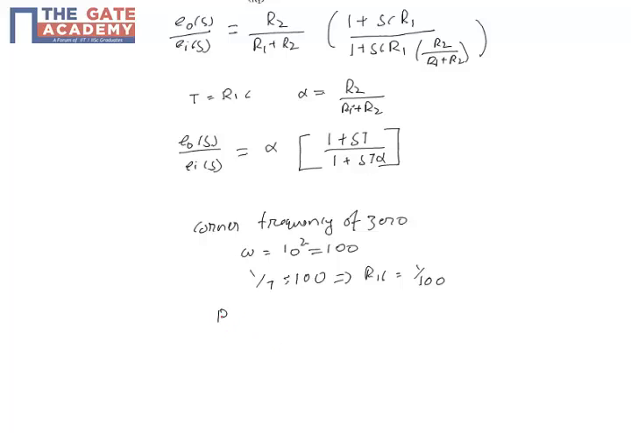Now for the pole, the corner frequency 1/(Talpha) is equal to 1000, because 10 to the power 3 is 1000. Now R2/R1, after simplification, we will get 1/9. Now (R2/R1) to the power of R1C, with R1C equal to 0.01, will give us 0.9781. So the answer is 0.9781.